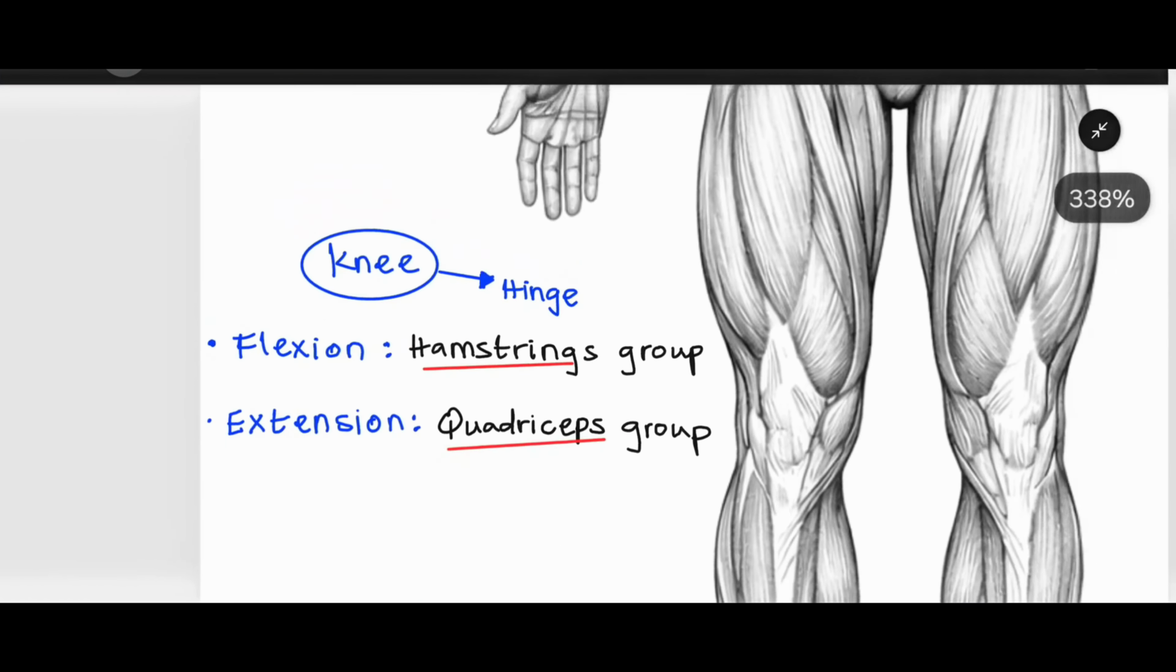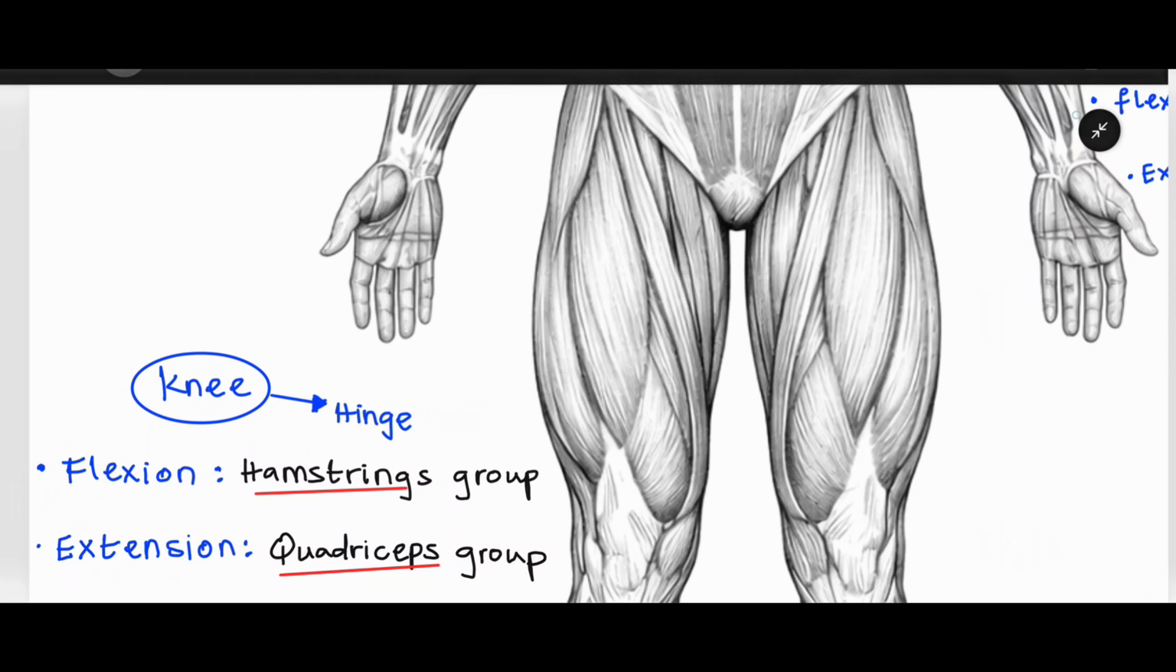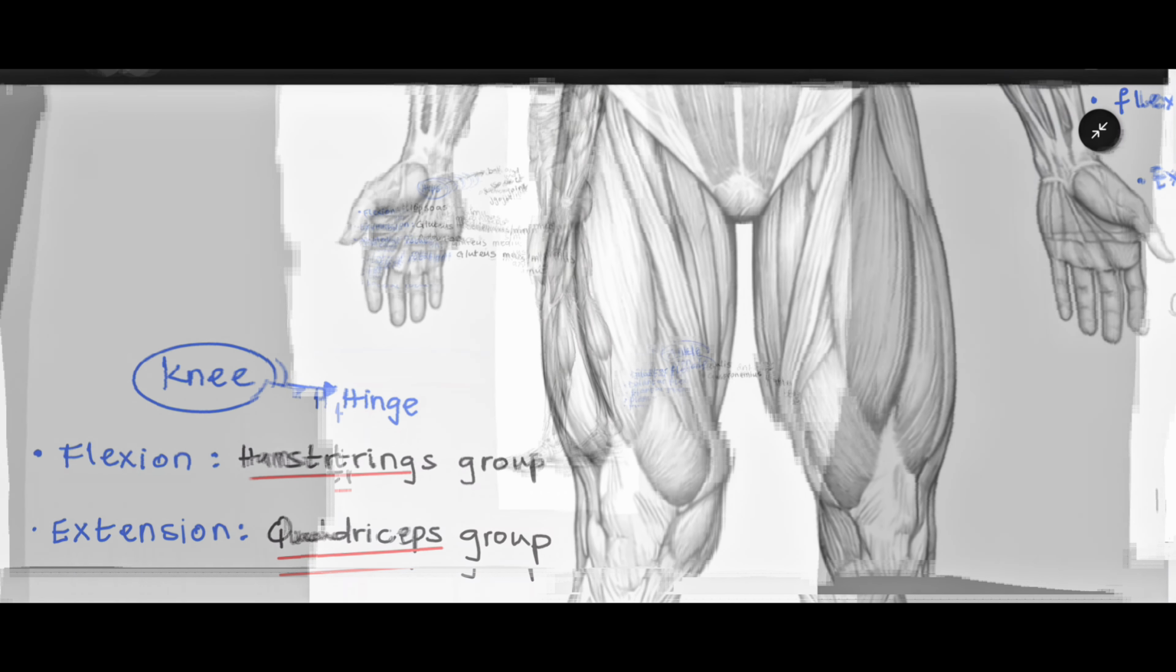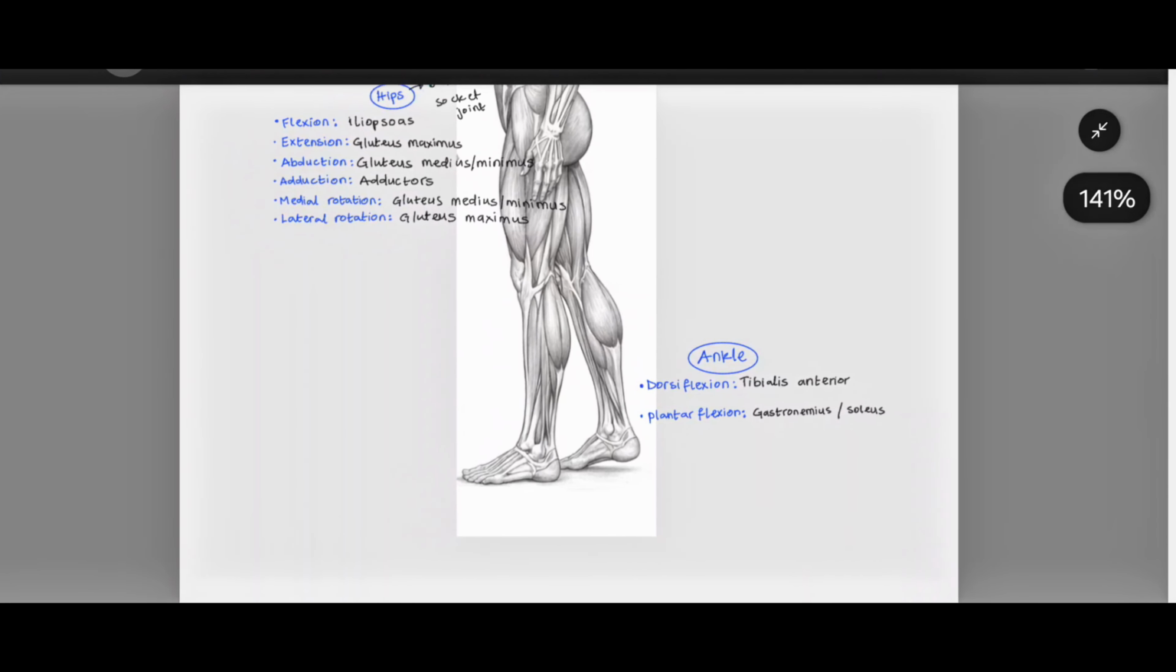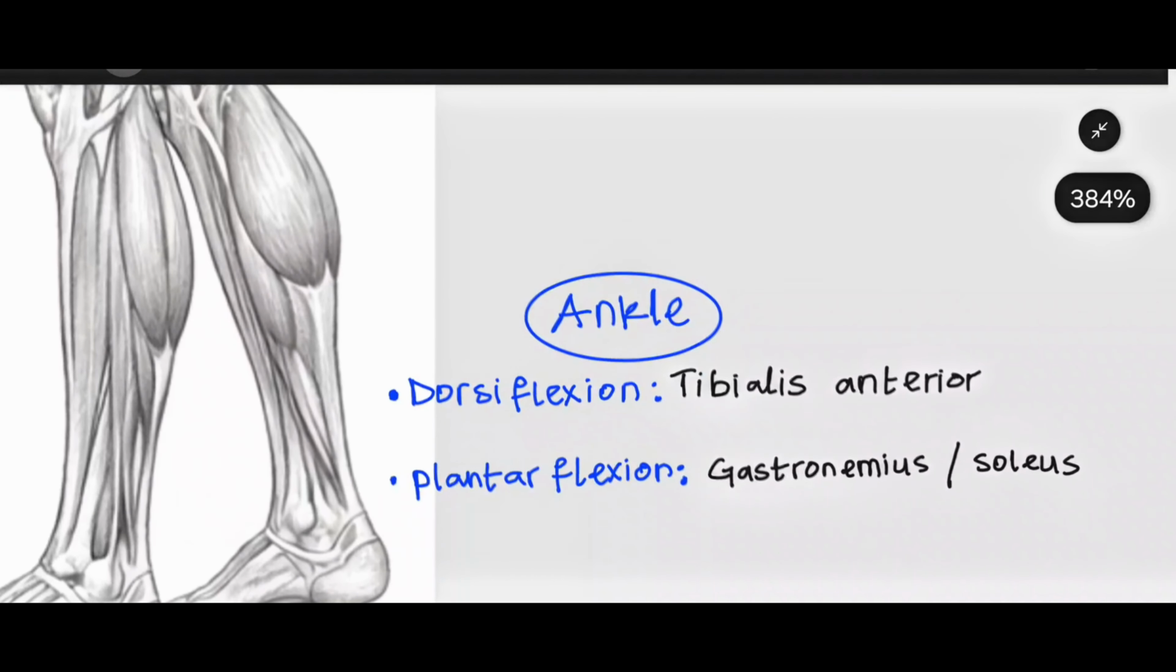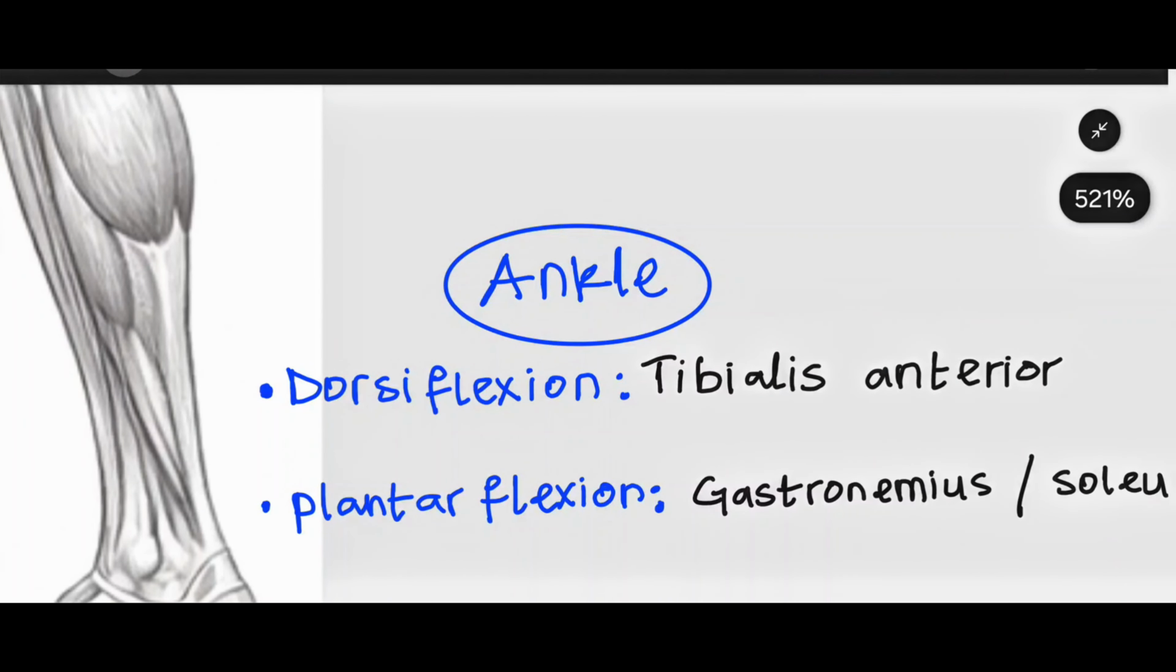This isn't necessarily essential knowledge, but something extra if you want to know and if you want to impress the examiners is that the hamstring group, as much as it helps with flexion, it can also help with hip extension. And the quadriceps group, as much as it's the main muscles that help with knee extension, it can also help with hip flexion. Alright, now let's zoom in on the ankle and the different movements that happen at the ankle.